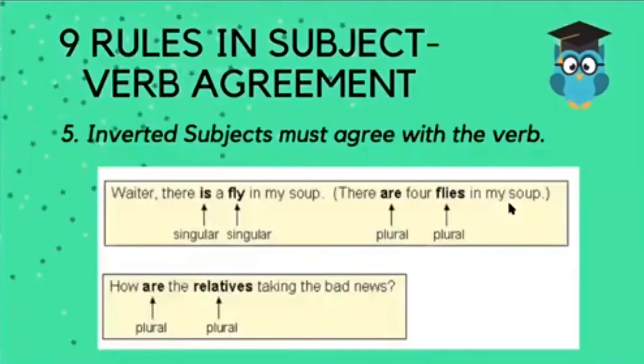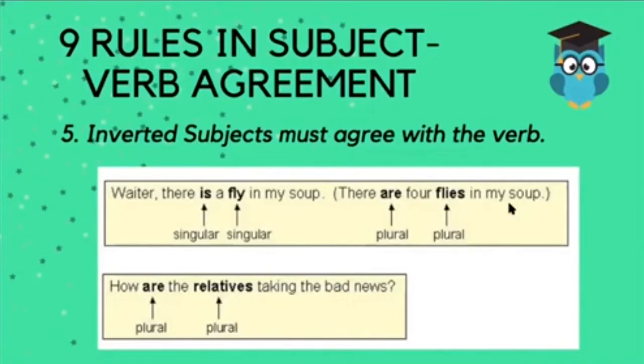Number 5, inverted subjects must agree with the verb. Okay, examples here: waiter, there is a fly in my soup. The subject here is not waiter, but you are actually talking about the fly in the soup. You're not talking about the waiter in the soup. You're talking about the fly in the soup. So remember, subject is the one that is being discussed. So the subject here is fly. And when you say fly, it's the singular form. So the verb should be is.